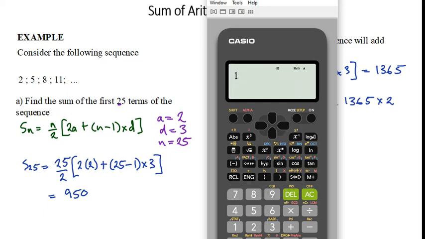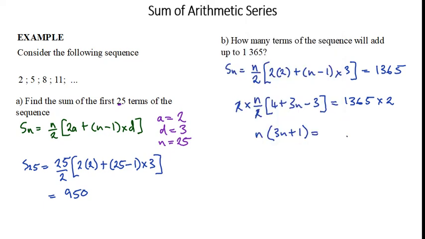1365 times 2 gives us 2730. So let's simplify that further. Distribute the n into that bracket.